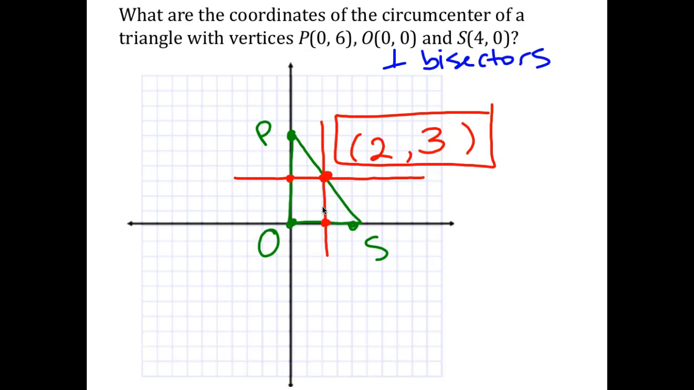All right, and I think that is it. Well, that was the beginning of lesson 5.3 for geometry, using perpendicular bisectors to find the circumcenter.